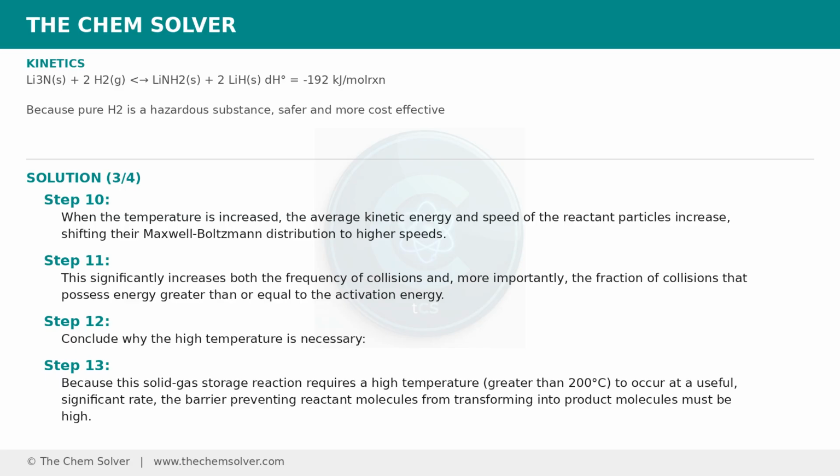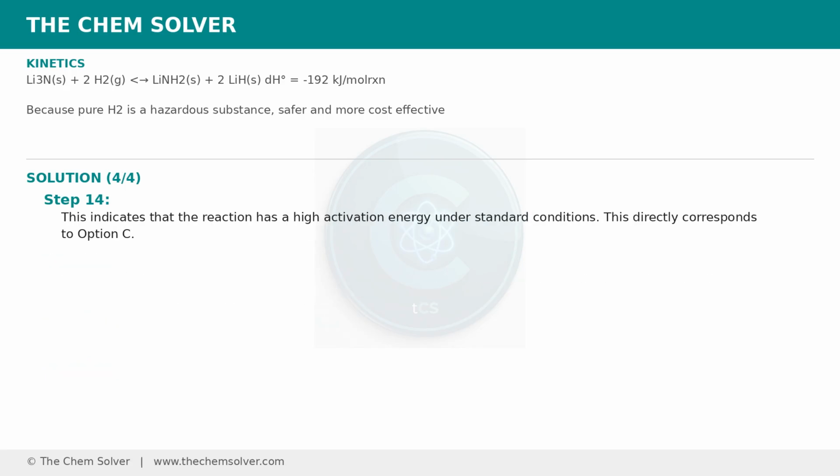Conclude why the high temperature is necessary. Because this solid gas storage reaction requires a high temperature, greater than 200 degrees Celsius, to occur at a useful, significant rate, the barrier preventing reactant molecules from transforming into product molecules must be high. This indicates that the reaction has a high activation energy under standard conditions.